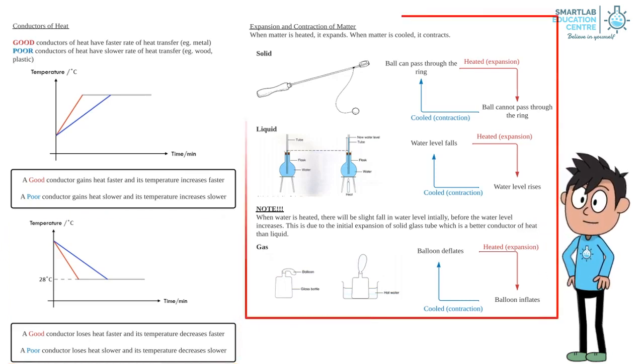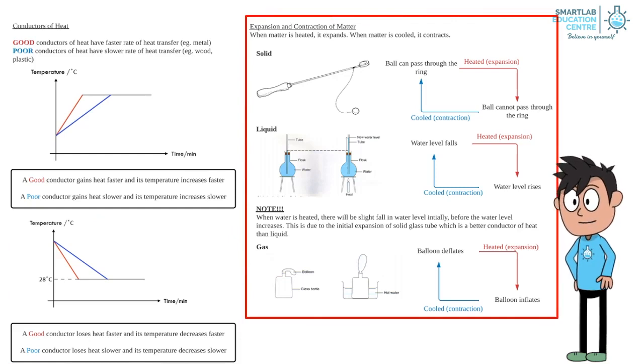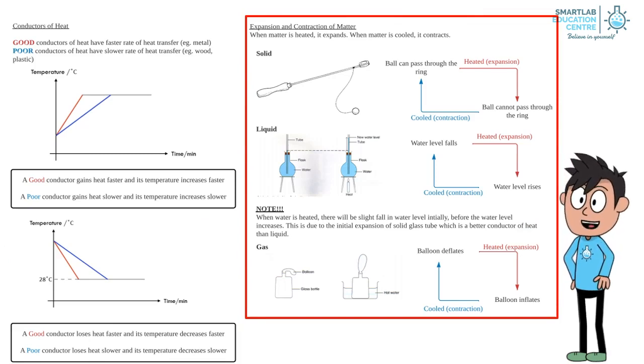Expansion and contraction of matter. When matter gains heat energy, it expands. When matter loses heat energy, it contracts. Expansion and contraction of matter occurs in solid, liquid, and gas.